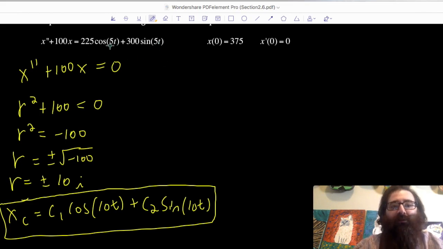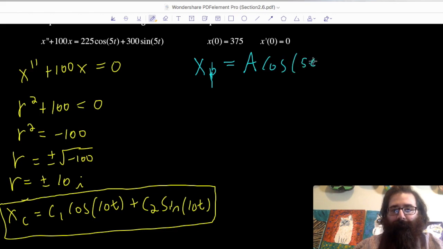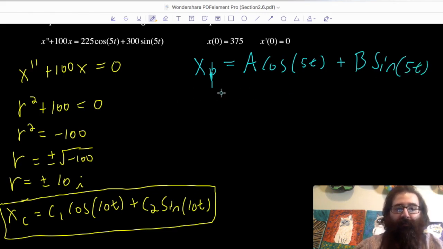But okay, so since these are different arguments on cosine and sine, I got 10t and 10t, I got 5t and 5t, they're not the same. That means I can make my guess as I most organically would. My guess for the particular solution, and here since cosine and sine are both present, I shouldn't think about excluding either of them, I would just say some general constant a times cosine of 5t plus some general constant b times sine of 5t, and then going through to find the second order derivative.